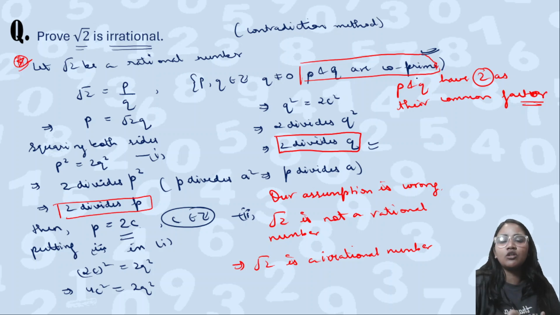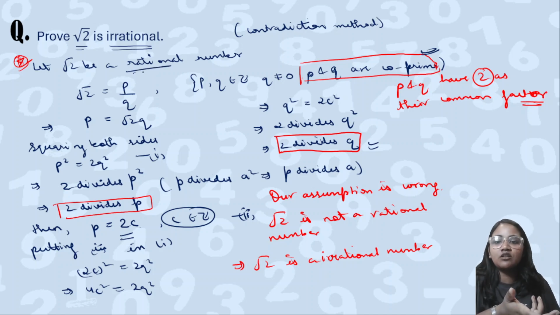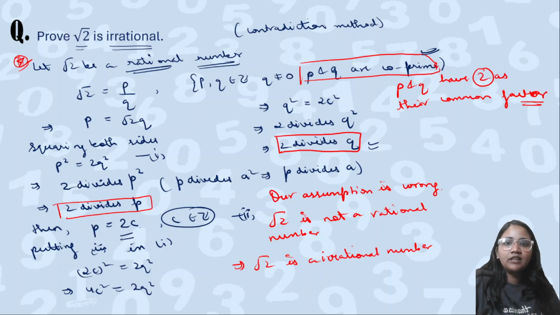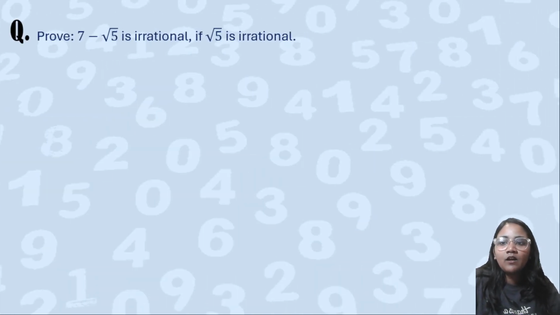So we have assumed wrong. And what did we assume? That it is a rational number. So it means this is a contradiction. I hope this is clear. Let's do one more question. Prove 7 minus root 5 is irrational if root 5 is irrational.